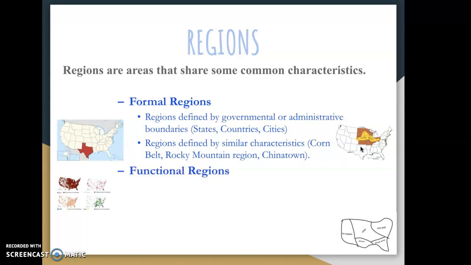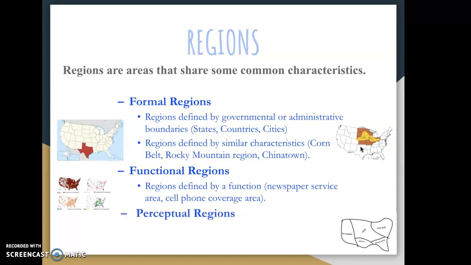Then there's functional regions. So this is, you know, defined by a function. How far in a region does this element function? So that includes newspaper service, cell phone coverage. What else would go in this? Maybe a water tower, like the water tower for Farmers Branch, only functions in a certain radius. So that's functional regions. And last is perceptual regions.